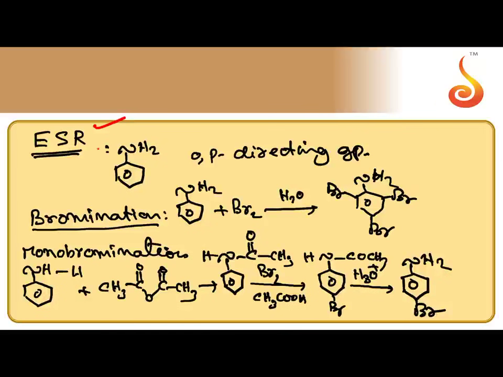Electrophilic substitution reactions. Lone pair of the nitrogen is shifted onto the benzene ring, increasing electron density at ortho and para positions.